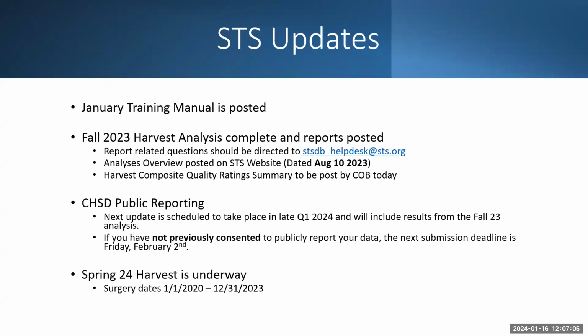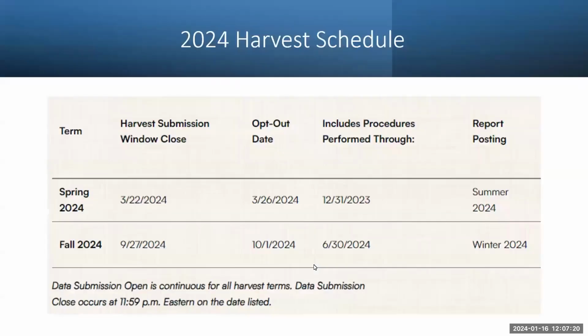The spring 24 harvest is currently underway, and we are accepting the surgery dates that will be included in the spring 24 harvest, January 1, 2020, up through December 31st of 2023. The 2024 harvest schedule has been posted and is available out on the STS website. I've included it here if you'd like to take a snapshot, or you can grab it from the slides that will be posted after today's webinar. They'll typically be posted within 48 hours after the webinar.